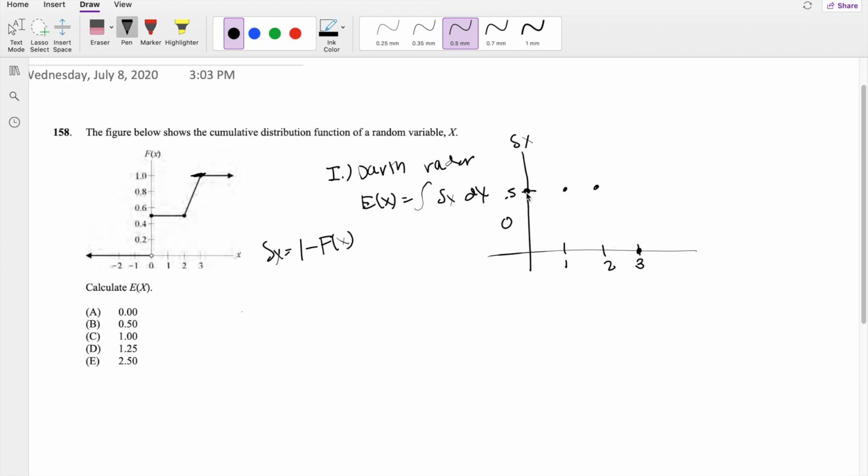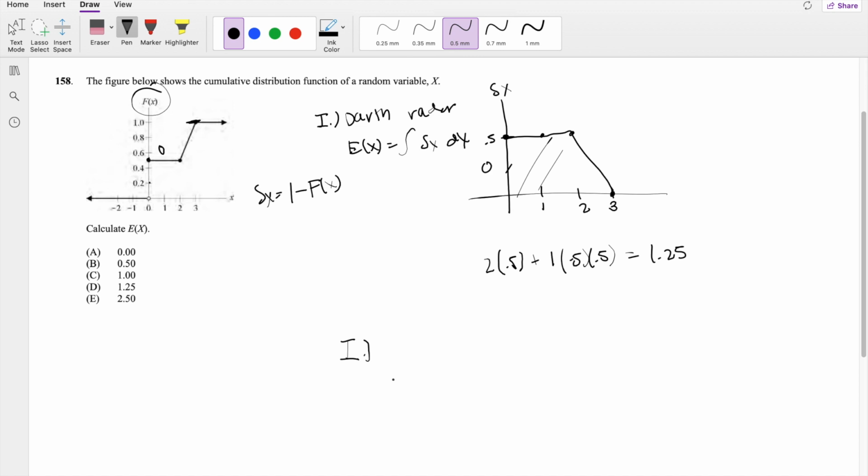So it's going to start dipping down, and we're just taking the integral of this survival function. If we know the definition of integral, that's just the area under the curve. So the area under the curve here is a rectangle from 0 to 2 with height 0.5, and from 2 to 3 is a triangle, so that's one half times base times height, which is 0.5 times 0.5. So then this is equal to 1.25.